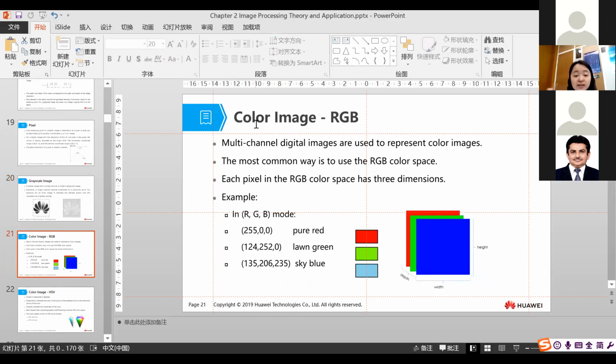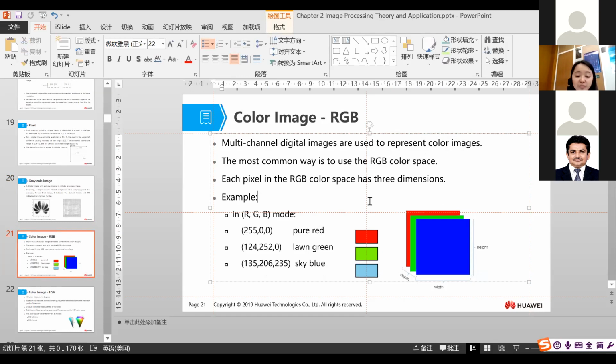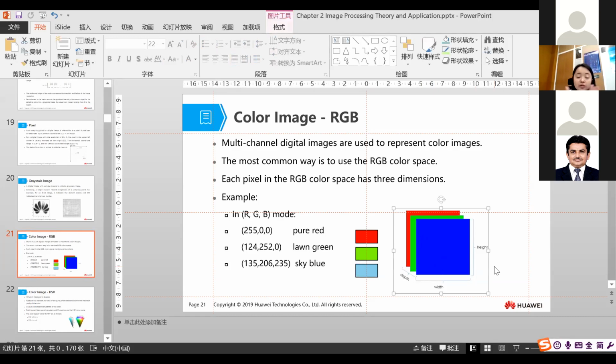And a color image is no longer a single channel image. It's a multi-channel image. We have a lot of different color spaces, and the most commonly used one is RGB. You will be very familiar with this color space. R means red, G means green, and B means blue. For an RGB image, it's a 3-channel image, and we combine these 3 channels together to become a color image.